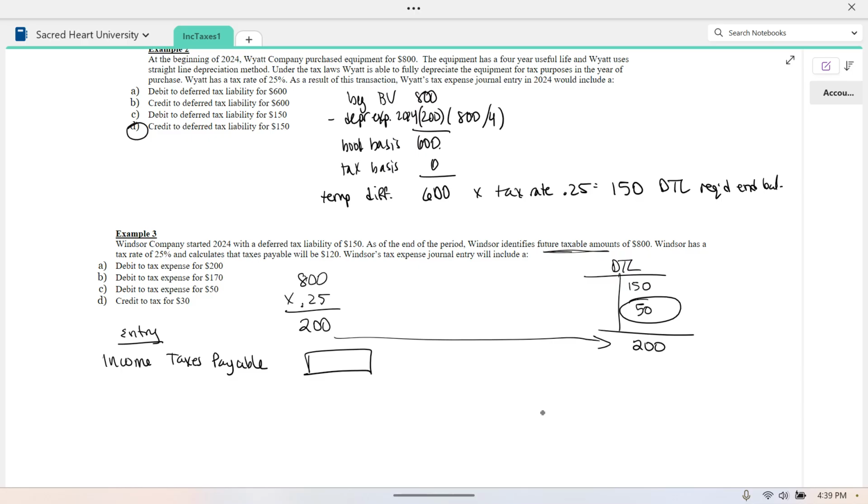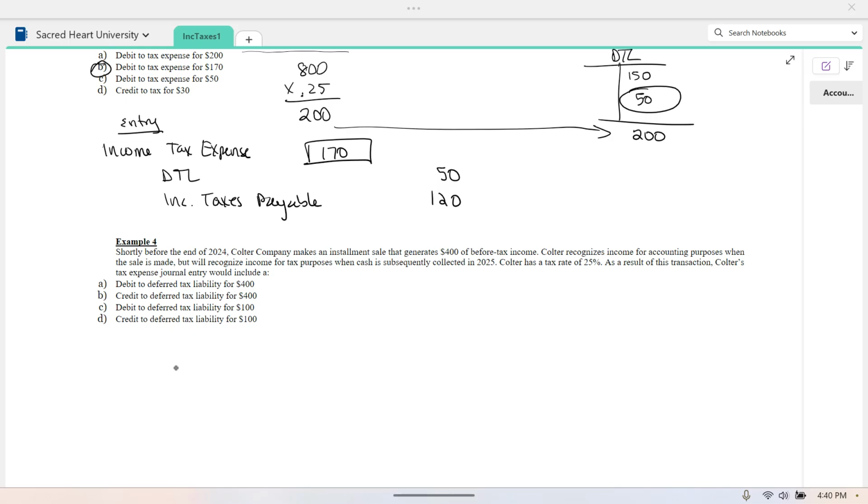We know that we need to increase the deferred tax liability by 50, a credit of 50, and then we need to record, this should have been income tax expense, and a credit for the amount we owe to the government, income taxes payable. The problem says the company calculates taxes payable will be 120, so our income tax expense must be 170, and that is answer choice B, debit to tax expense for 170.